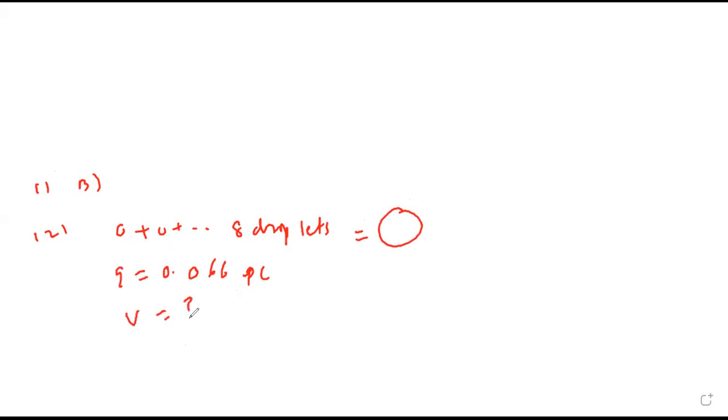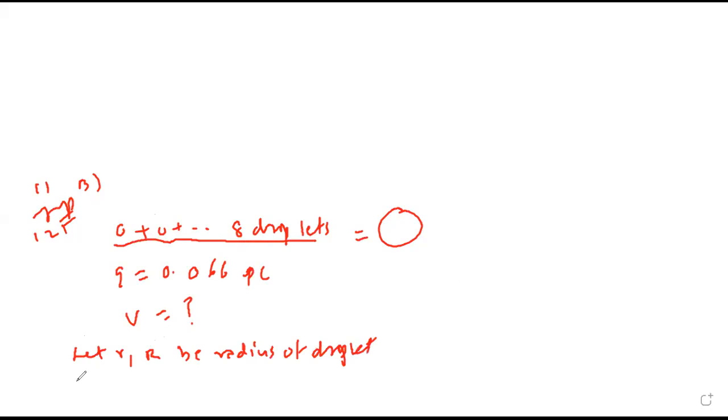What will be the potential? Again, important sum. This I think none of you might have got the answer. So whenever it is a problem of droplets becoming a drop, first find relation between their radii. Let small r, capital R be radius of droplet and drop respectively.